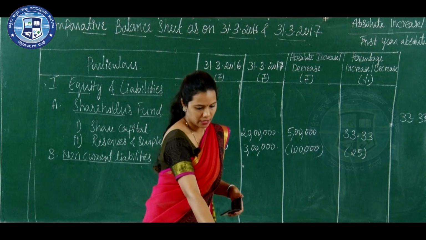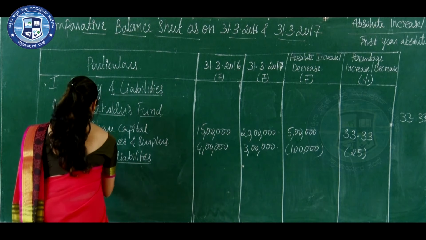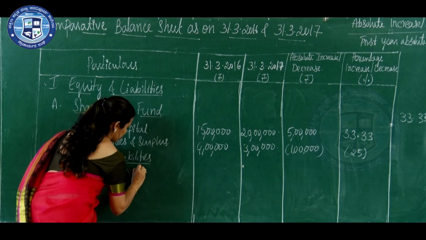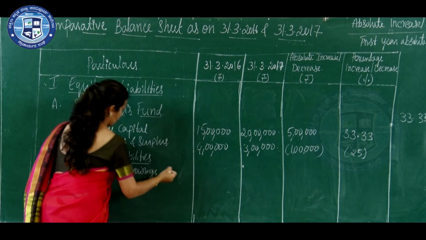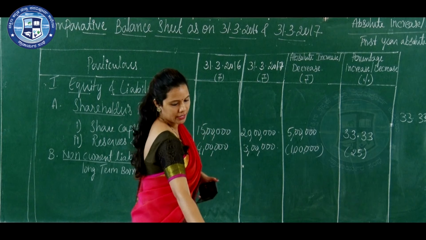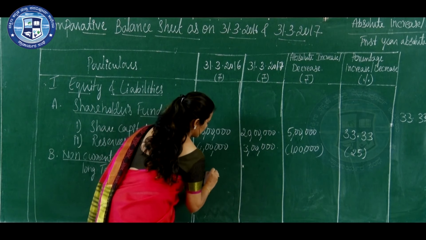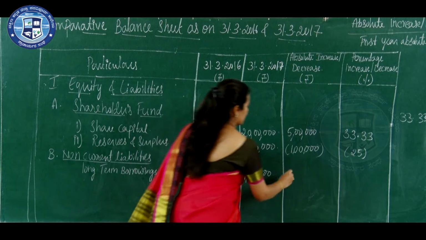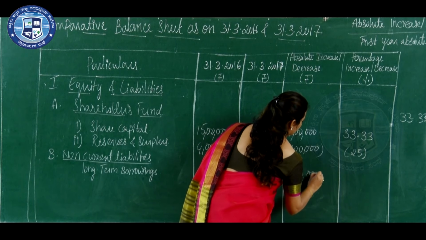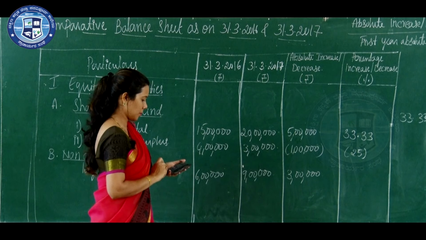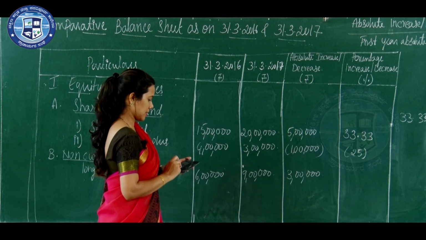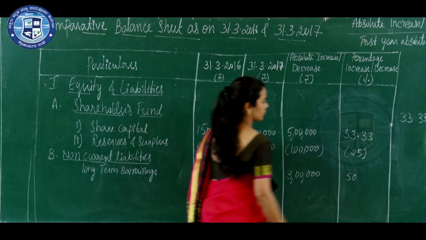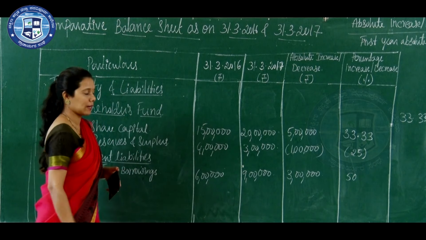Under non-current liabilities, long-term borrowings. Long-term borrowings last year 6 lakhs, this year 9 lakhs. So, the difference is 3 lakhs. Convert into percentage, 3 lakhs divided by 6 lakhs into 100. So, the percentage is 50%. Then finally, the third one is current liabilities.